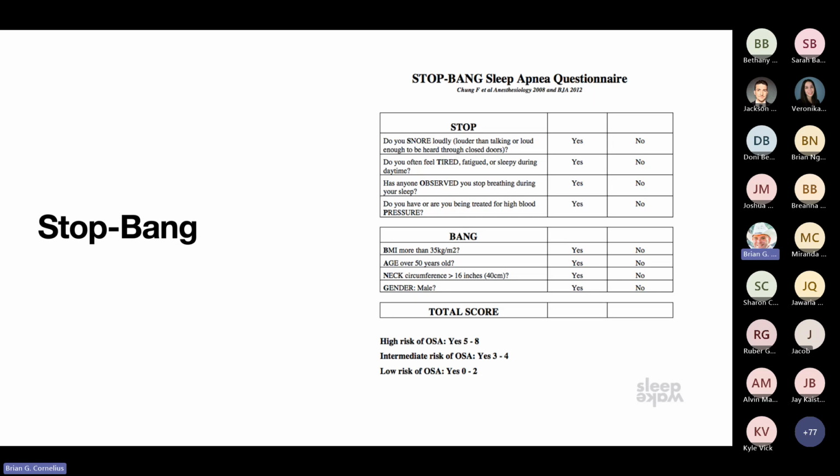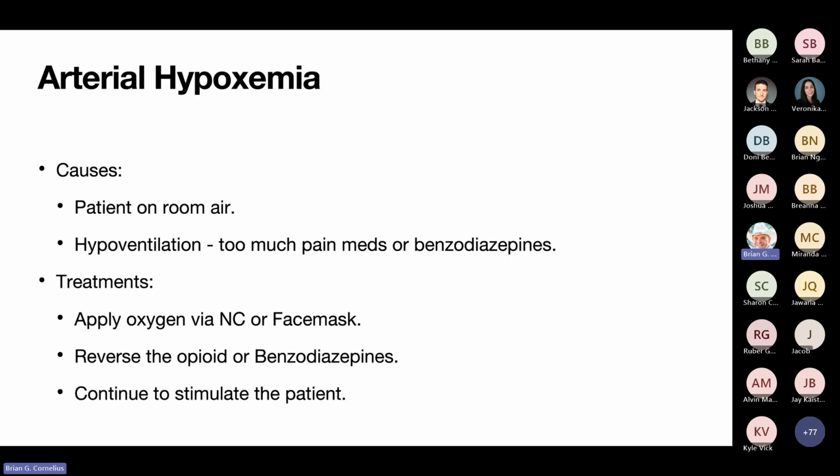So moving on to the bang part of it. So BMI over 35, age over 50, increased neck circumference, and then, sorry, this one discriminates against the guys, male. So STOP-BANG is something you'll see on your exam. It's something you'll see on boards. A lot of times we use this during our preoperative assessment of patients as well.